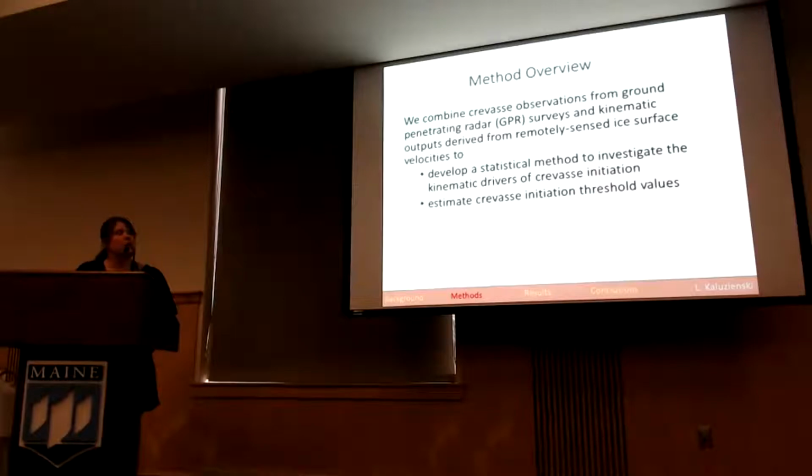We're combining crevasse observations from ground penetrating radar, GPR, surveys with kinematic outputs derived from remotely sensed ice surface velocities. And we're doing this in order to develop a statistical method to investigate the kinematic drivers of crevasse initiation, and then to estimate crevasse initiation threshold values. Is there a particular kinematic output that we can use to predict where crevasses will be and how they will evolve in the future, simply from remote sensing data sets?